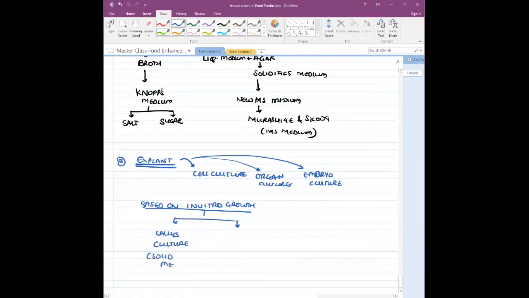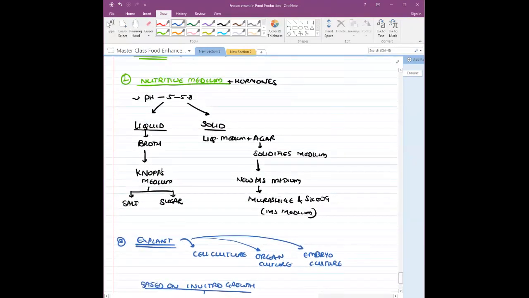Or the other way around, guys, we also have this as your suspension culture, which is going to be done in your liquid medium. But ultimately, even in this suspension culture, we need to put it onto the medium only, like liquid medium. But I'll explain you how, as we move ahead. Okay, chalo. So this is the first thing that we need to know about your explant and your nutritive medium.